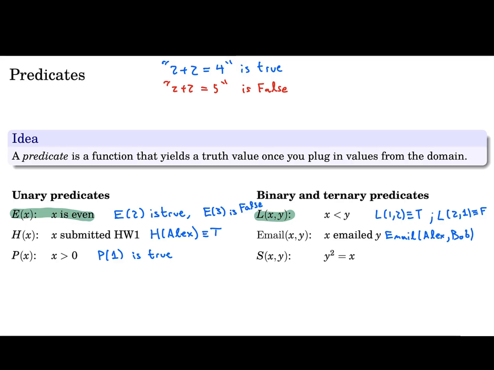And so you can have something like S of x, y also, where it's checking whether y squared is equal to x. So of course something like S of, let's say, x equal to 4 and y equal to 2 will be true, because y squared would be 4, which is equal to x. But of course, if you reverse that, that would be false. And so the idea is that once we fill in the blanks with actual objects, the predicate becomes a proposition, and then it has a true value.